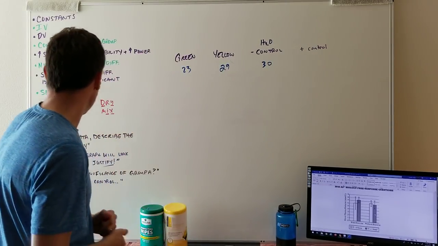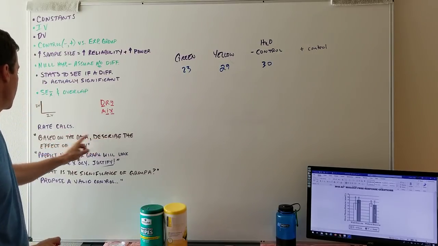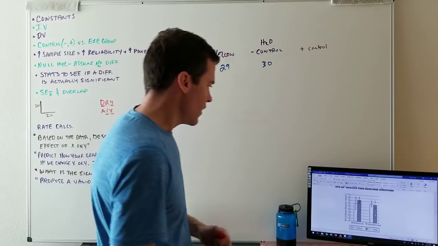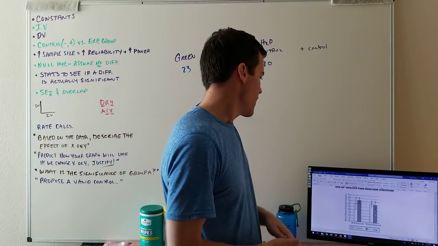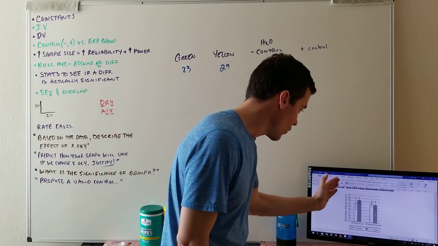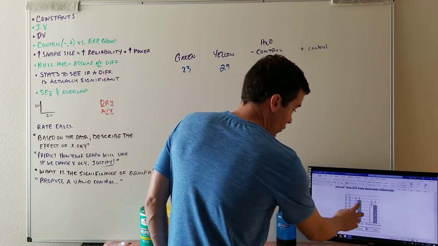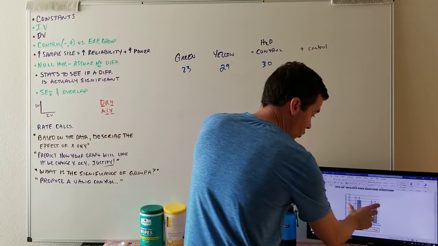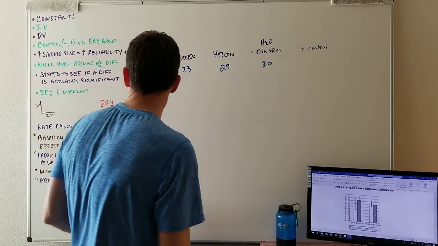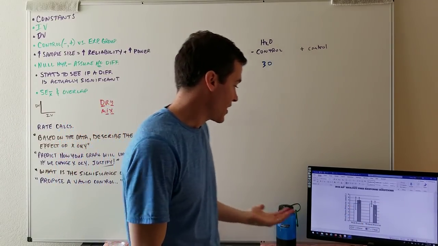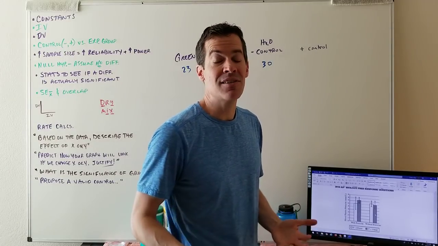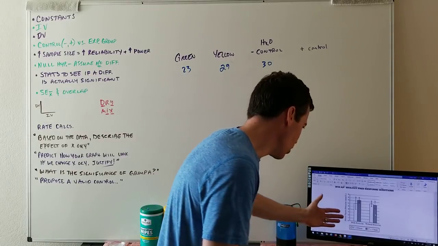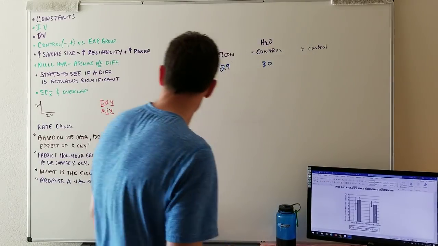Another thing that you'll see a lot is they'll say, based on the data, describe the effect of X on Y. So based on the data, explain the effect of exercise on whatever's going on right here. Well, it looks like all my data with exercise and all my data without exercise are overlapping. So I would say it seems like exercise does not have a statistically significant effect on blood plasma prolactin.